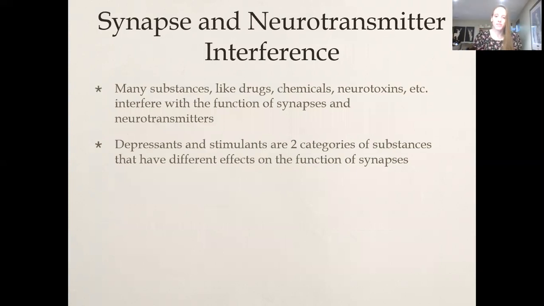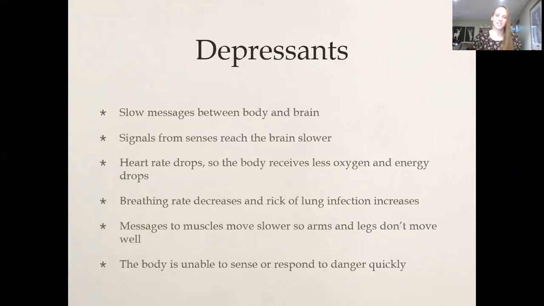There are also substances like drugs, different chemicals, neurotoxins that can interfere with the function of your neurotransmitters. Depressants and stimulants are two categories of substances that can affect your synapses in different ways. Depressants essentially slow down messages that are moving between the body and the brain. Any signals coming from your sensory receptors will reach the brain more slowly. Your heart rate drops, so your body is receiving less oxygen, so your energy levels drop. Your breathing rate decreases, which also increases your risk of lung infection.